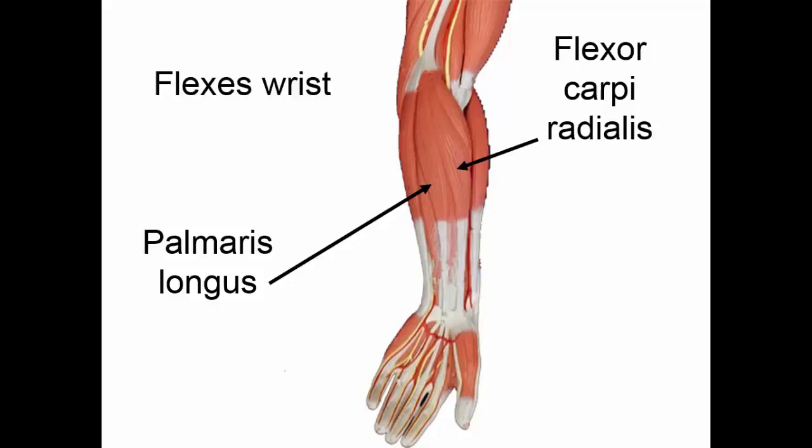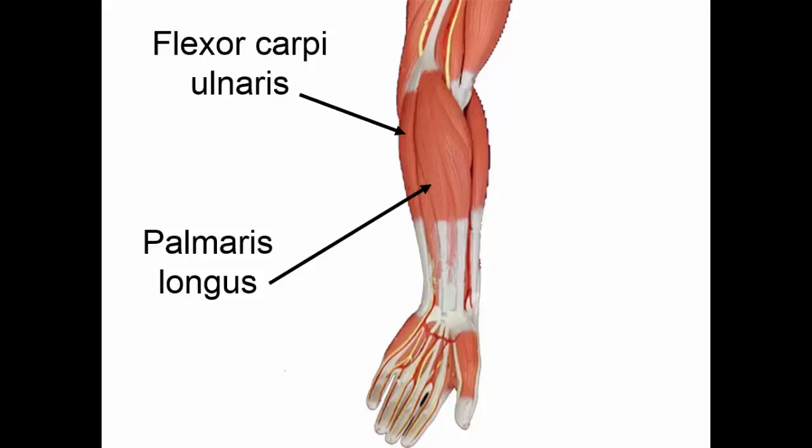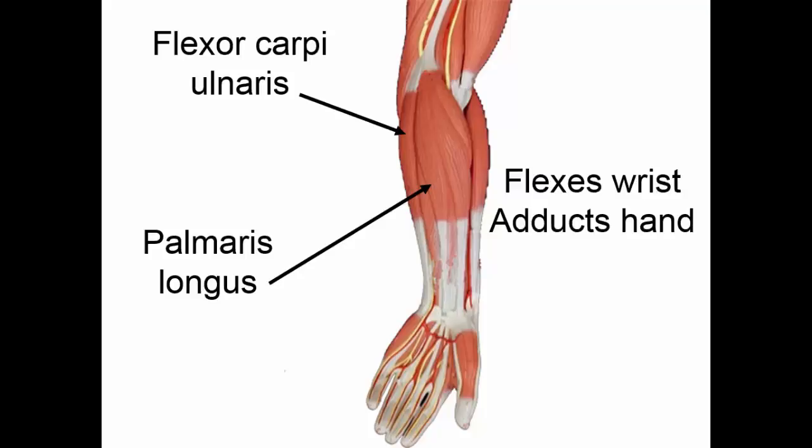The flexor carpi radialis flexes the wrist. It will also abduct the hand. Now, to understand hand abduction, stand in anatomical position. When you bend the wrist so that the hand is pulled away from the body, that is abduction of the hand. The flexor carpi ulnaris flexes the wrist as well, but it's going to adduct the hand. When this muscle is activated, it will pull the hand toward the body when you're in anatomical position.